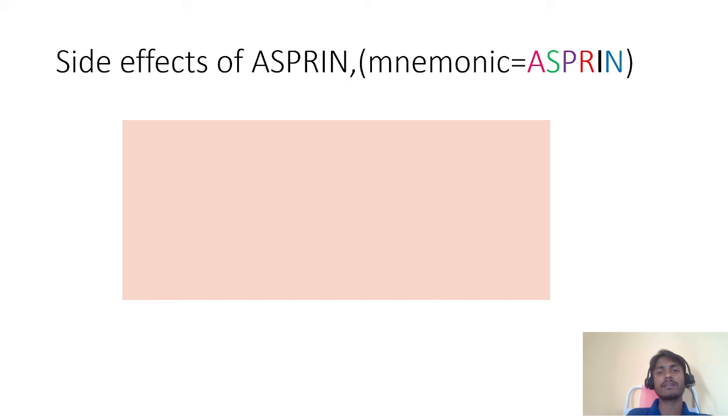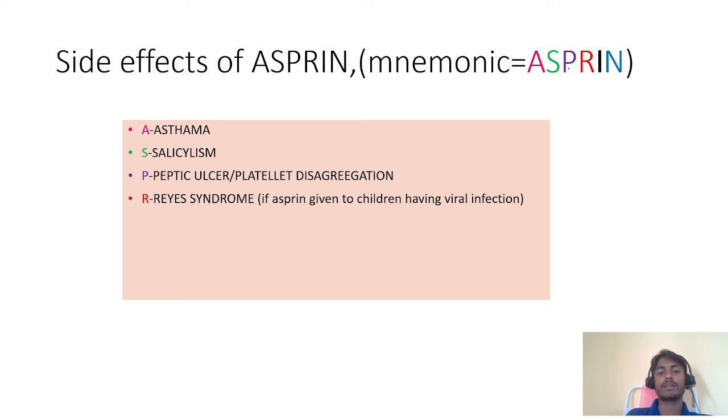Next, side effects of aspirin. The mnemonic for the side effects of aspirin is "ASPIRIN". A is asthma, S is salicylism, P is peptic ulcer or platelet aggregation, R is Reye's syndrome. Very important, they asked it in GPAT 2009. Next, I is intestinal disturbances. N is noise, that is tinnitus. So all these are the side effects of aspirin.